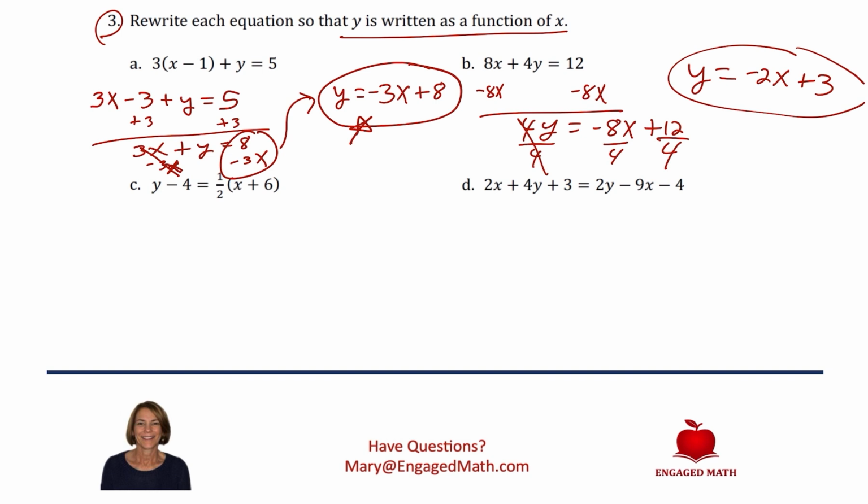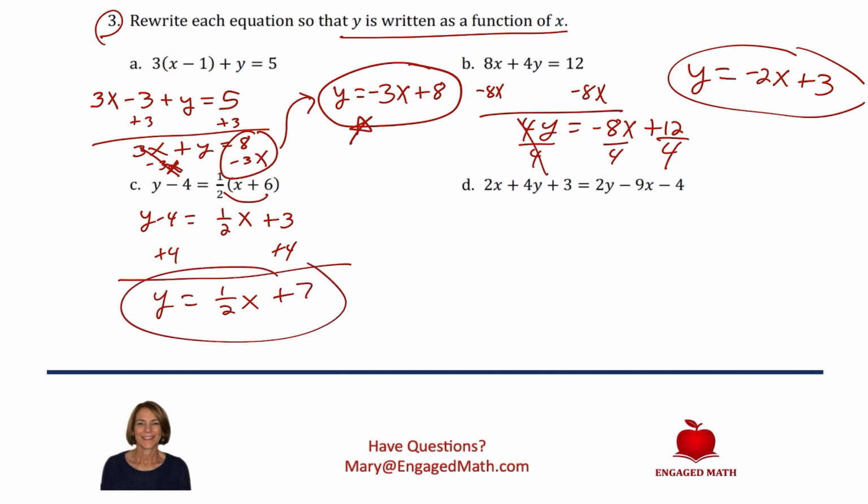So here what we're going to do is I'm going to start by distributing that 1/2. So I'm just going to rewrite it as y minus 4 equals 1/2 times x. And remember how you multiply 1/2 times 6. It's going to be simply 3. Okay, so now we're going to add 4 to both sides. And just like that, we have y equals 1/2 x plus 7, and we have written y such that it is a function of x. Okay, let's go to the next one.